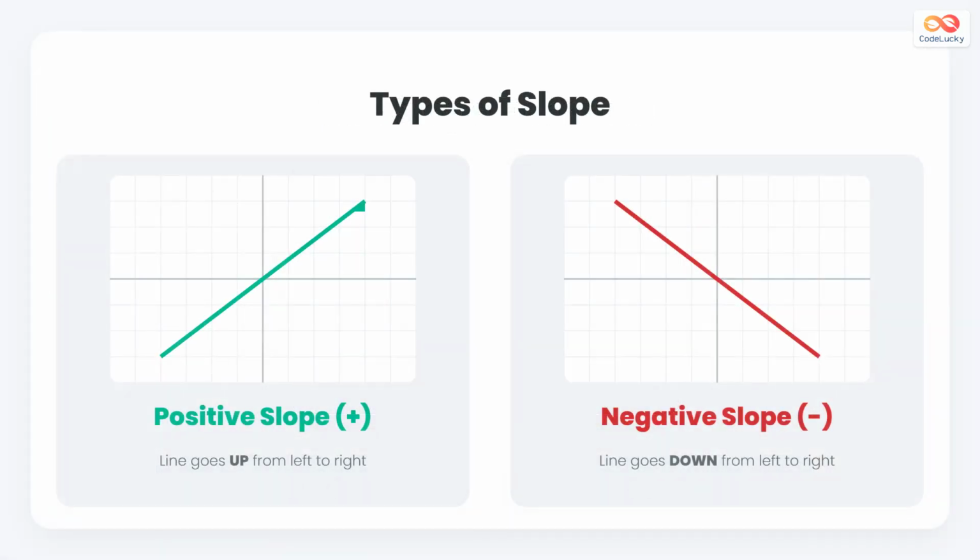It is important to recognize the difference between positive and negative slopes. A positive slope means the line goes up as you move from left to right. A negative slope means the line goes down as you move from left to right. Think of it like reading a book. Always check the line from left to right.